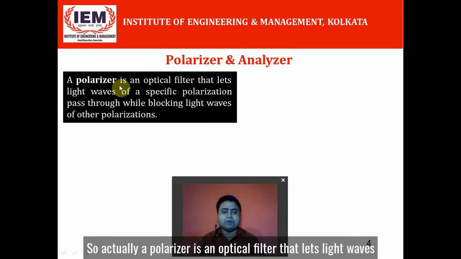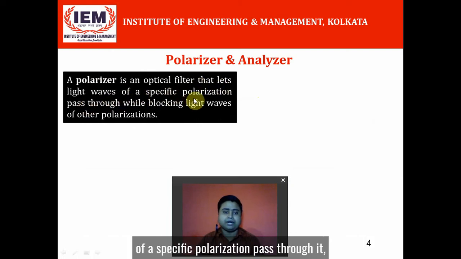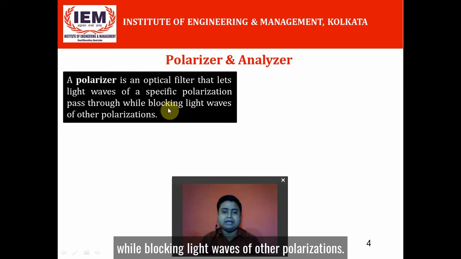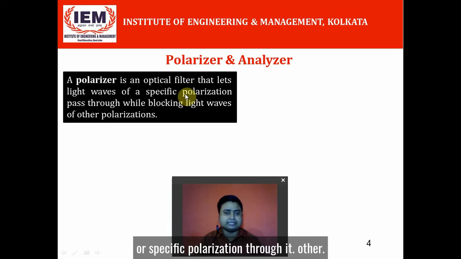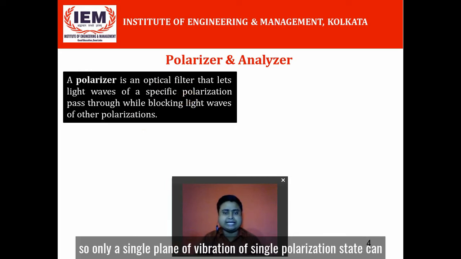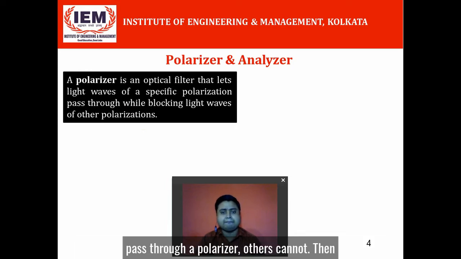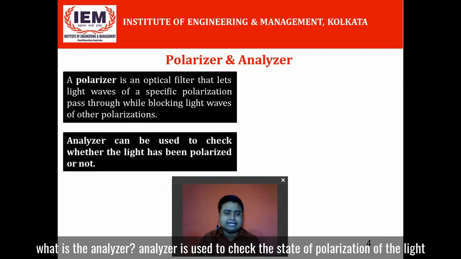Actually, a polarizer is an optical filter that lets light waves of a specific polarization pass through it while blocking light waves of other polarization. It means a polarizer will only pass a specific plane of vibration or specific polarization through it. Other polarizations, it just stops them. So only a single plane of vibration or single polarization state can pass through a polarizer. Others cannot. Then what is an analyzer?